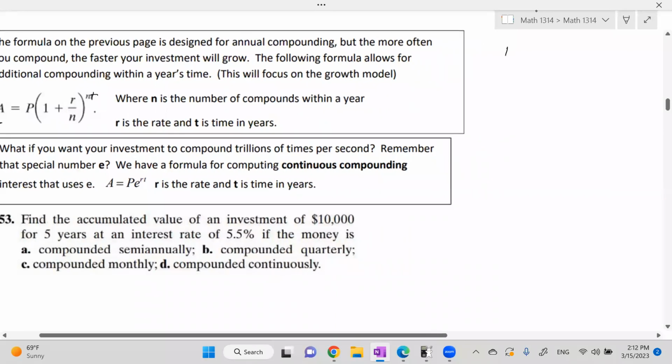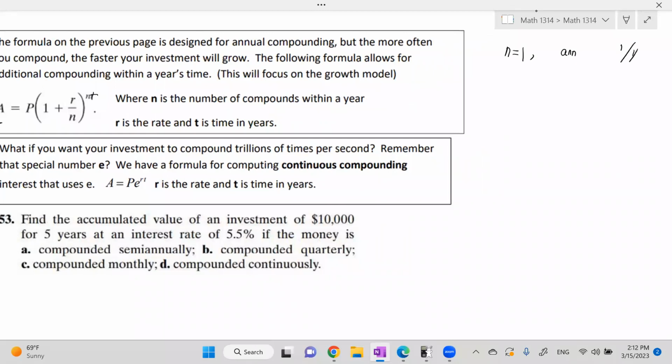If N equals 1, that means we compound annually, once a year. If N equals 2, we compound semi-annually, that means we compound twice a year. If N equals 4, we compound quarterly, so we compound 4 times a year. If N equals 12, we compound monthly, so we compound 12 times a year.